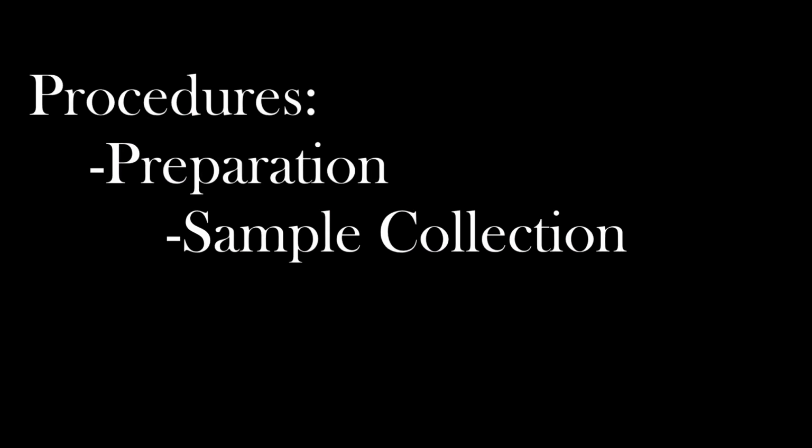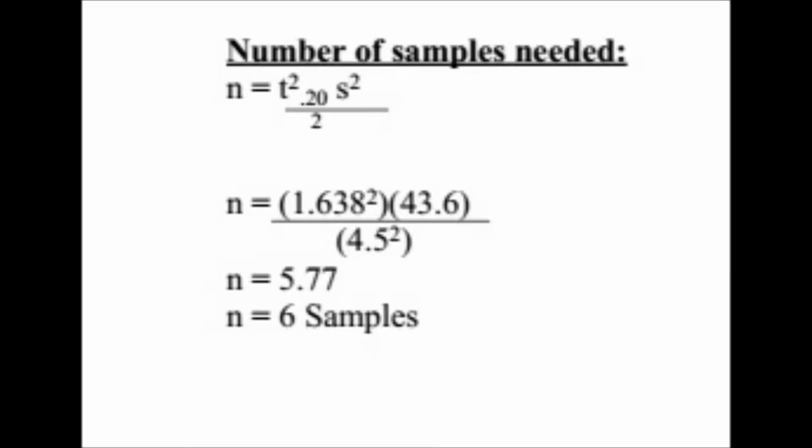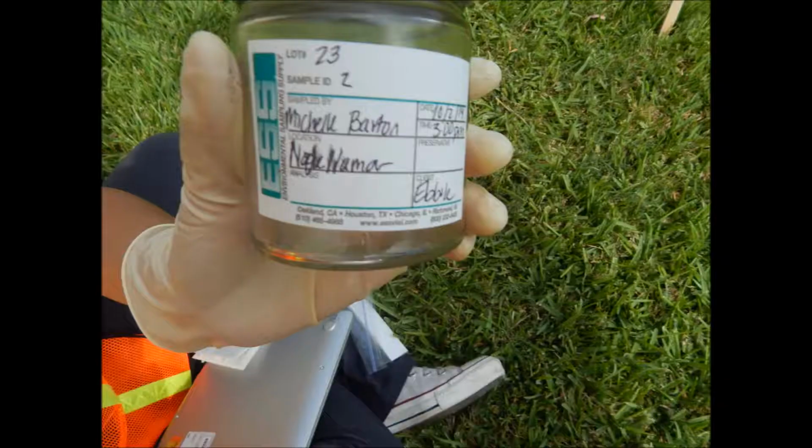Procedures: preparation and sample collection. Preparation. You will first need to determine the number of samples required using the following equation. This equation gives the minimal amount of samples needed for quality assurance, quality control purposes.